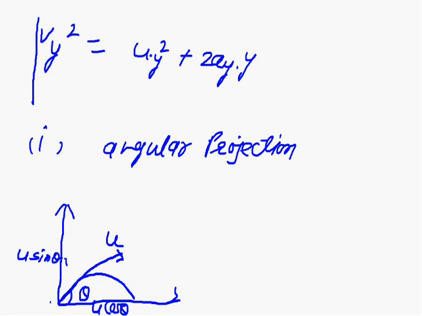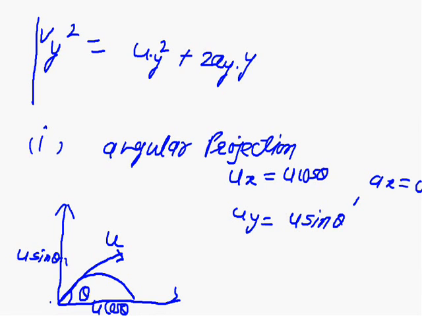The components of the velocity along the x and y directions of this particle are, along the x direction, ux equals u cos theta, and along the y direction, uy equals u sin theta. Since the horizontal velocity of the particle remains constant, acceleration along the x direction, ax, equals 0. The particle is thrown in the upward direction, so we take ay equals minus g. Now we derive the equation of trajectory, time of flight, horizontal range, and maximum height.